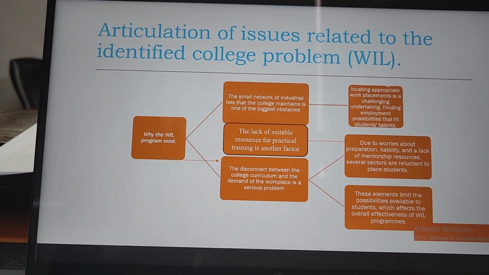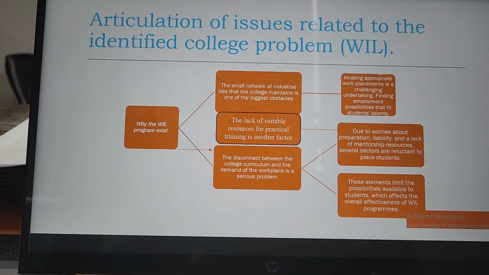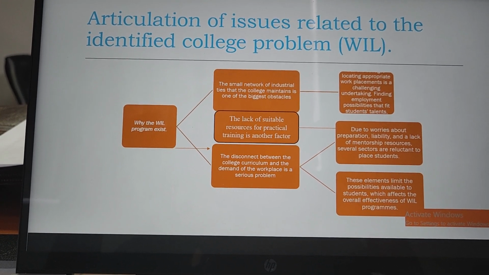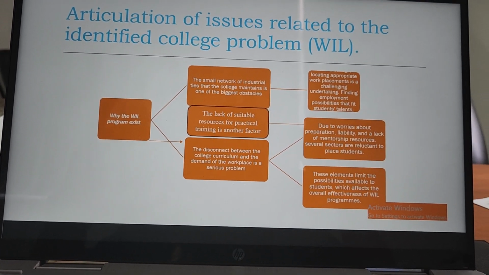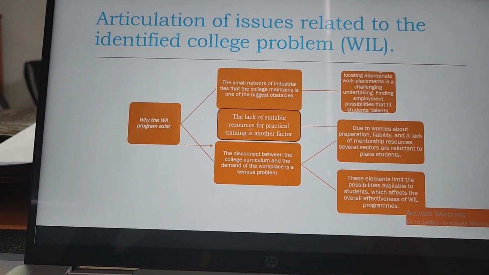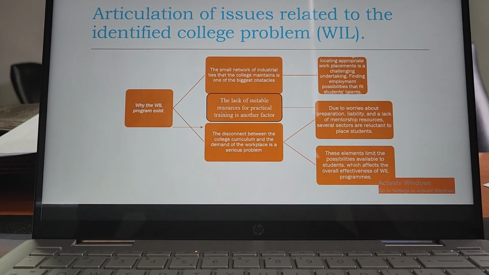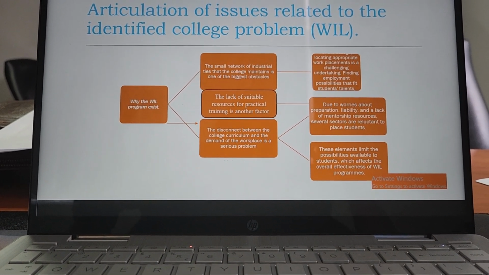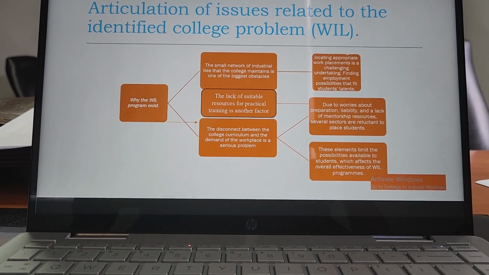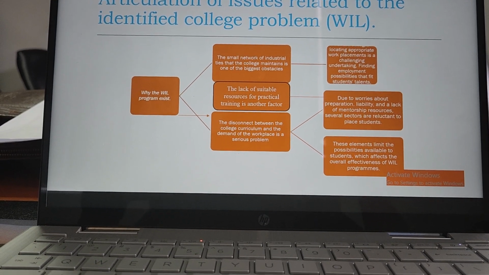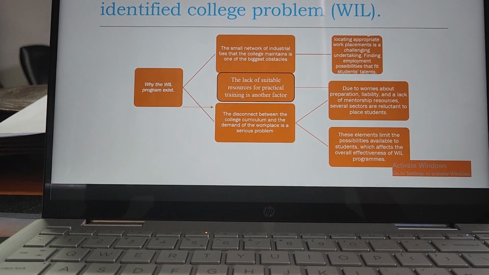I'm looking at why the WIL problem exists. The small network of industries tied to the college remains one of the biggest obstacles. The lack of suitable resources for practical training, among other factors, also culminates to the reason why this problem exists. The disconnection between the college curriculum and the demand of the workplace is a serious problem. And again, as I keep on saying, these are elements why we are faced with the existing problem.